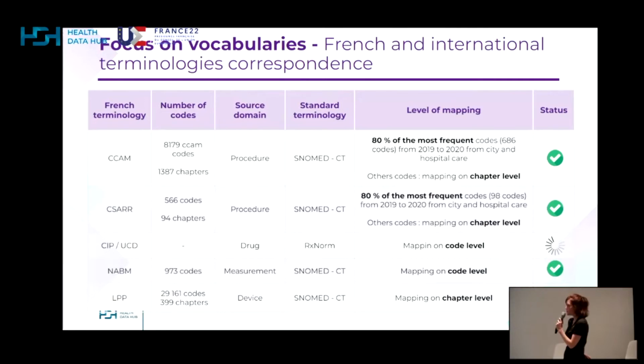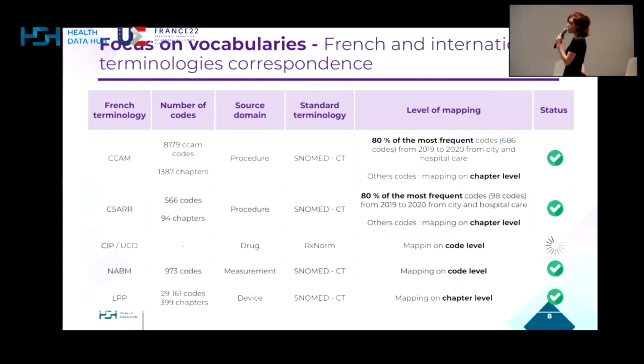As I told you, in France, we have more than 4,000 terminologies. The most famous terminology is the CCAM code, to describe all the procedures performed in the hospital. We have more than 800 CCAM codes. So we decided to do the mapping between CCAM and SNOMED CT, which is the international terminology accepted inside the OMOP Common Data Model database. We decided to map 80% of the most frequent codes, and for the other codes, we decided to work only on the chapter.